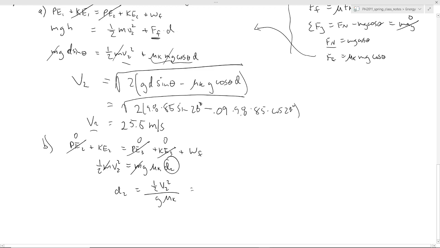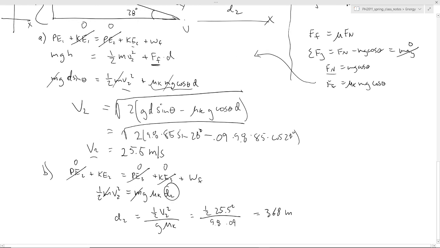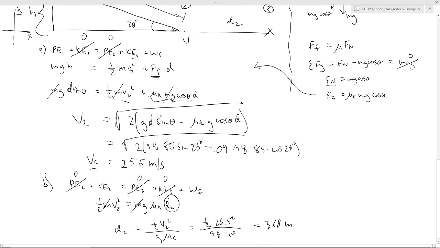We put our numbers in here. We have 1/2 times 25.5 squared over 9.8 times 0.09. We evaluate that. You would find that this distance is 368 meters. Okay.